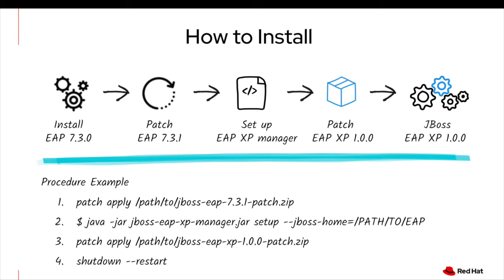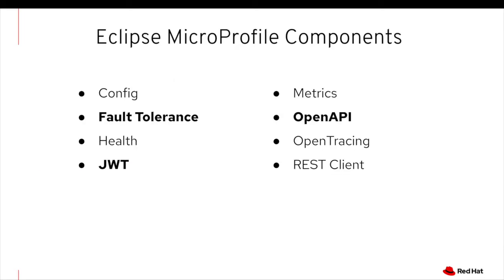So if you already run EAP 7.3.1 on your local machine or production environment, you just need to skip the first step and then just go through the other steps.